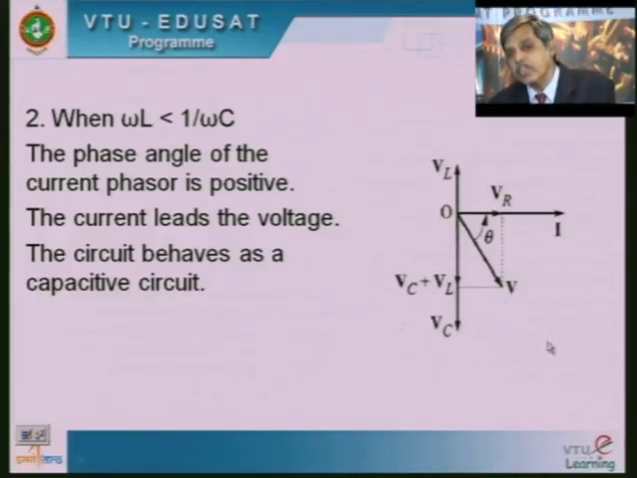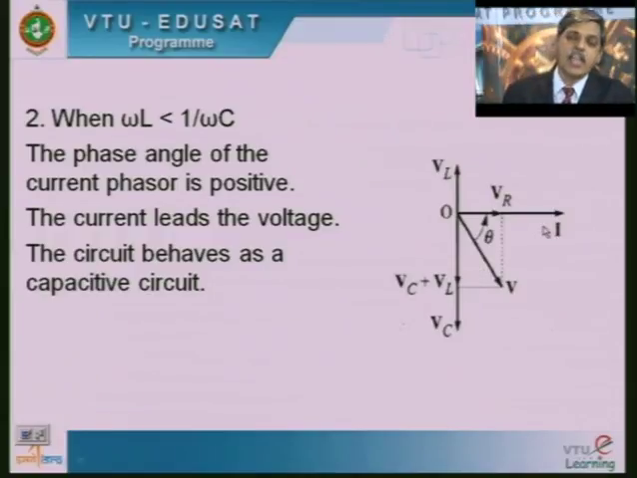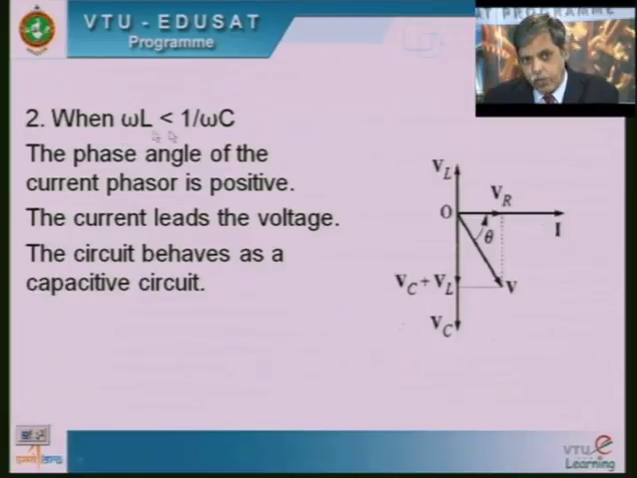So taking this voltage as reference, you can see the current in the RLC circuit, in case of this condition, omega L less than 1 by omega C, is leading the reference voltage. Therefore, the circuit behaves like a capacitive circuit. That means the inductance effect is dominated by the capacitance effect. Therefore, the circuit behaves like an RC circuit.